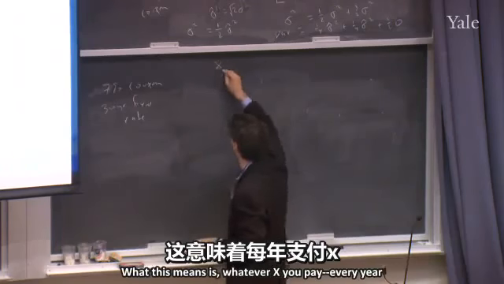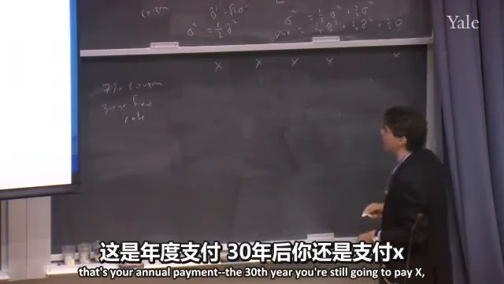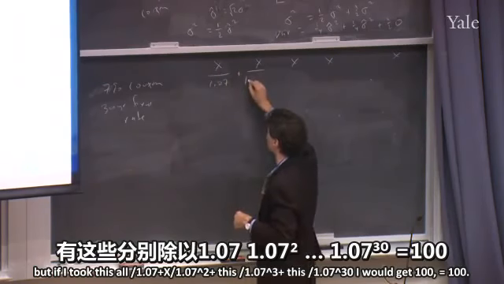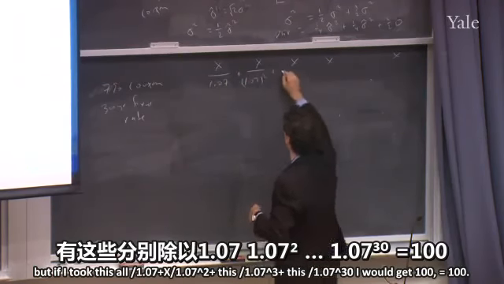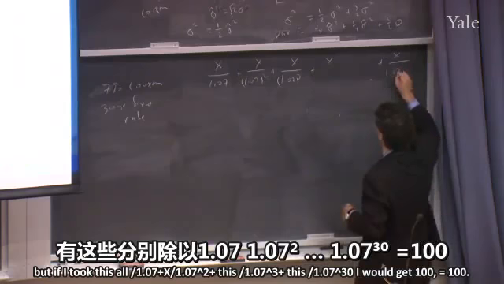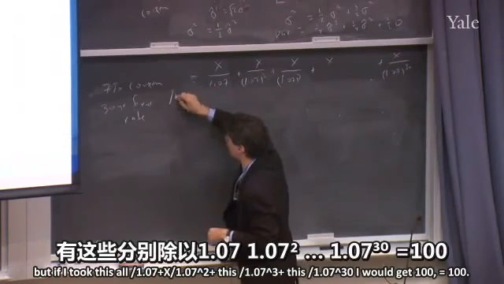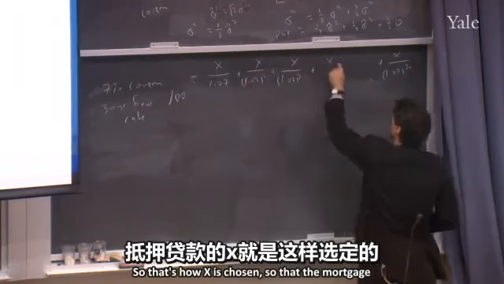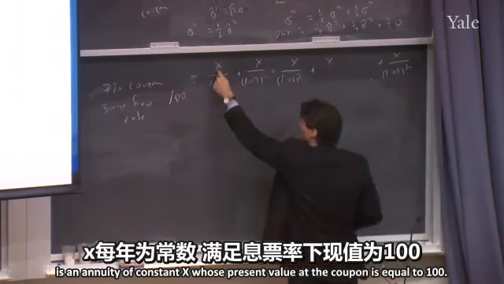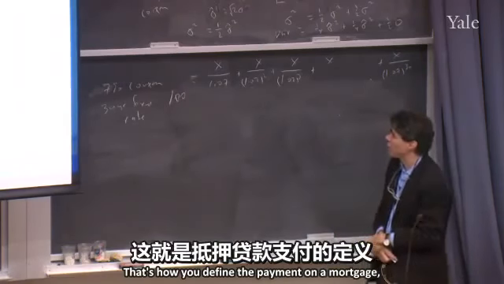Whatever X you pay every year, that's your annual payment. In the 30th year, you're still going to pay X. If I took X over 1.07 plus X over 1.07 squared plus X over 1.07 cubed, and so on up to X over 1.07 to the 30th, I would get 100. That's how X is chosen: the mortgage is an annuity of constant payment X whose present value at the coupon is equal to 100. That's how you define the payment on a mortgage.